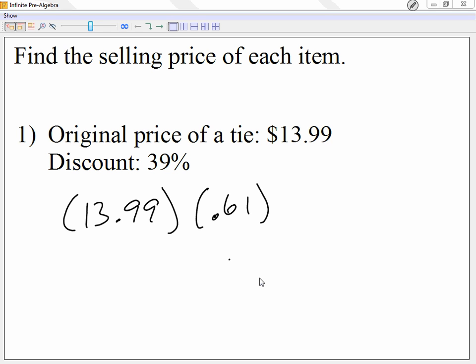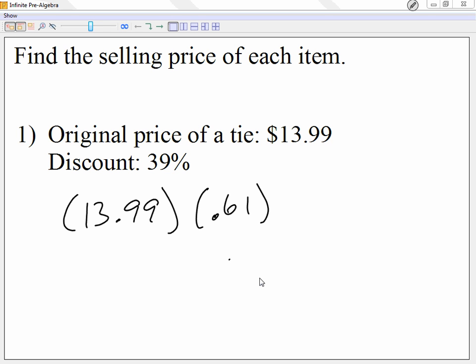And the reason why I care for 61 and not 39 is because from a discount of 39%, the store pays 39%, you paid 61%. That's why I'm interested in what's 61, because I'm interested in how much I'm paying. Right, 100 minus 39 is 61%. Multiply that out, round it to two decimal places because we're dealing with money.